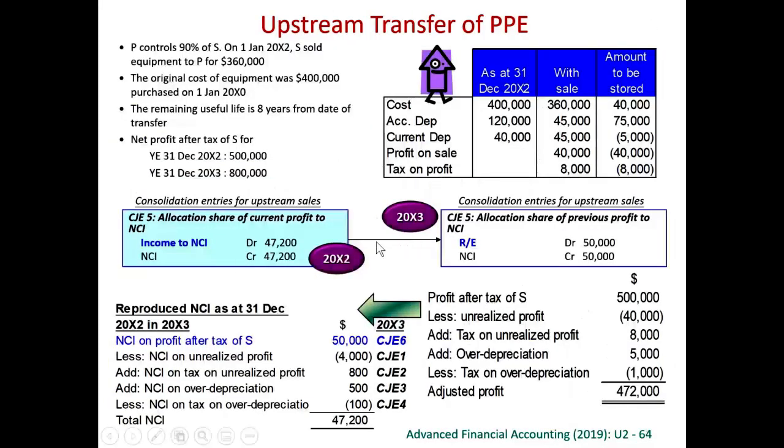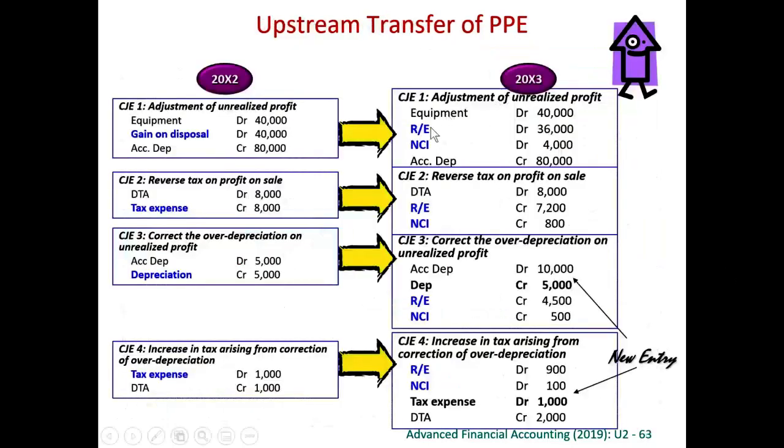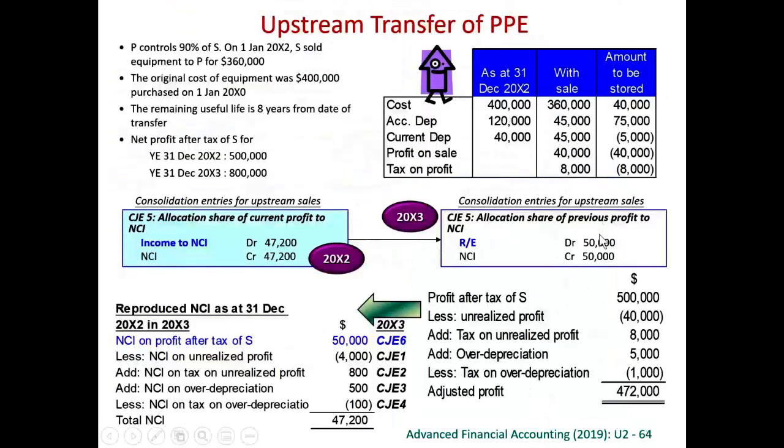And then we share the profit to NCI. So this is 2003, right? Last year was 500,000. So we start from this 500,000. Because we have already adjusted the sharing of the adjustments to NCI and retained earnings in each individual journal entry, here we don't need to adjust. So we simply share 10% of the 500,000.